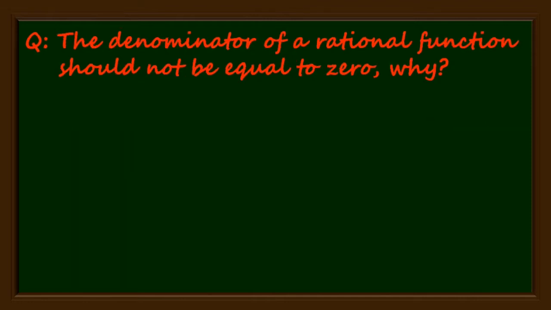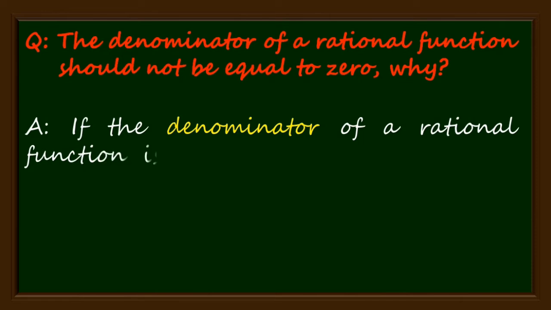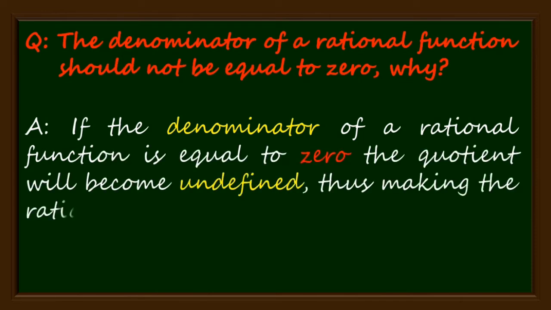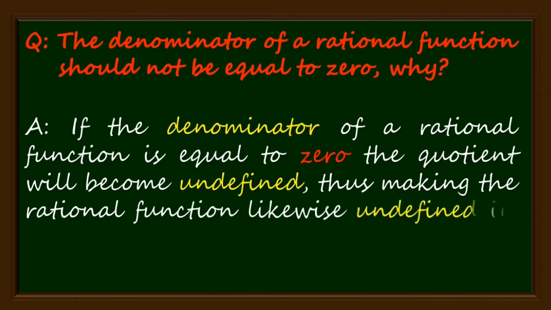The denominator of a rational function should not be equal to 0. Why? If the denominator of a rational function is equal to 0, the quotient will become undefined, thus making the rational function likewise undefined in that case.